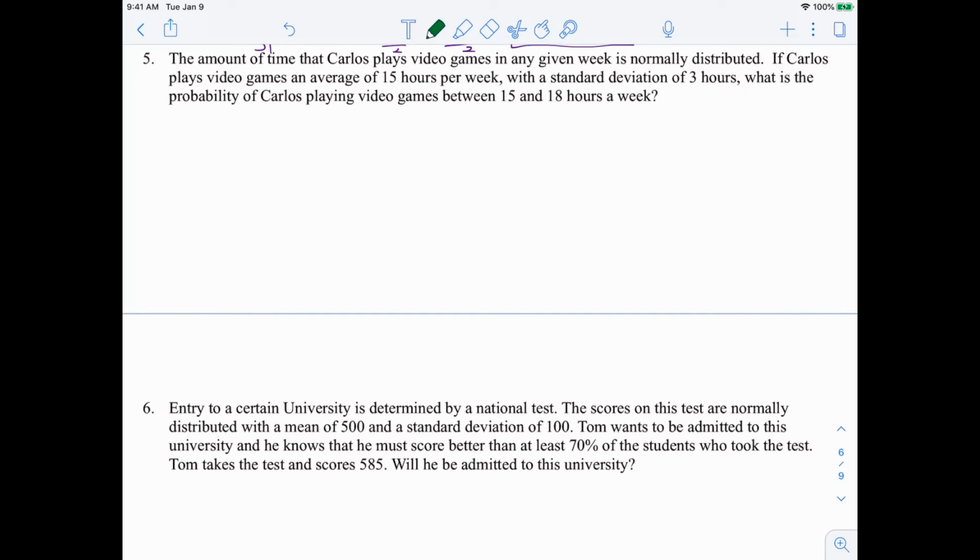Looking at number 5, it says the amount of time Carlos plays video games in any given week is normally distributed. If Carlos plays video games an average of 15 hours per week with a standard deviation of 3, what is the probability of Carlos playing the video game between 15 and 18 hours a week? Again, I'm going to draw the normal model because we're told that it's normally distributed. The mean they gave us is 15, and the standard deviation is 3. So if I go up, that would give me 18. If I go down, that would give me 12. I'm actually going to stop here and not fill any more out, and that's okay.